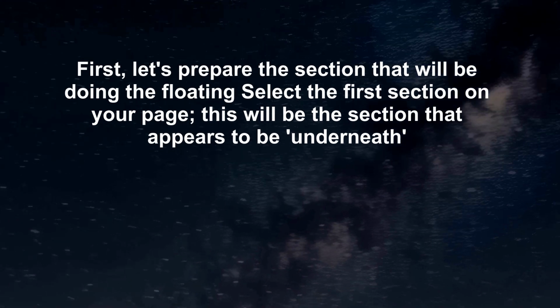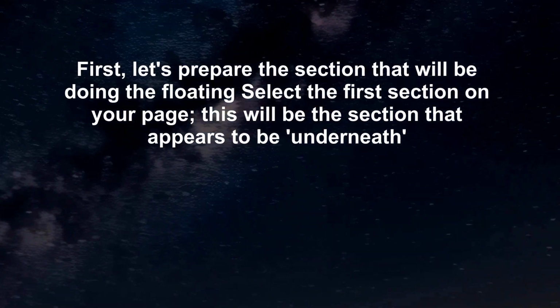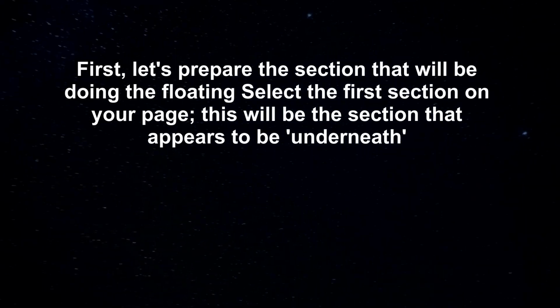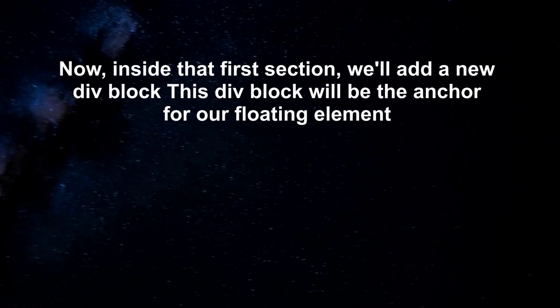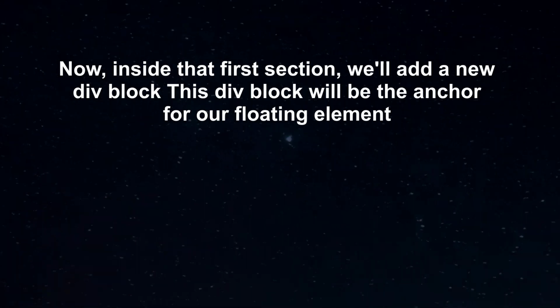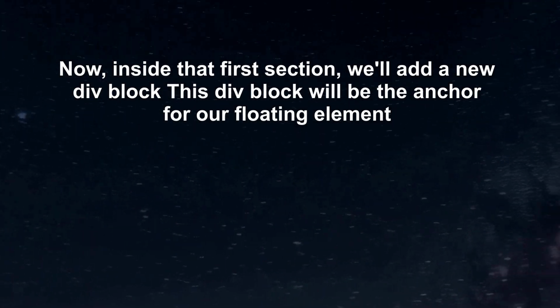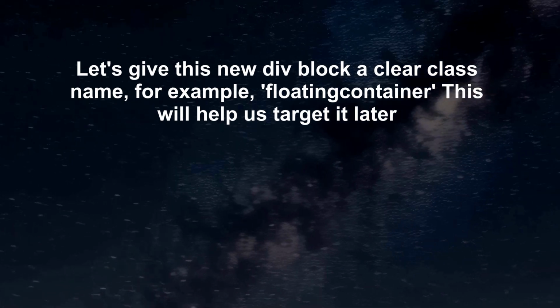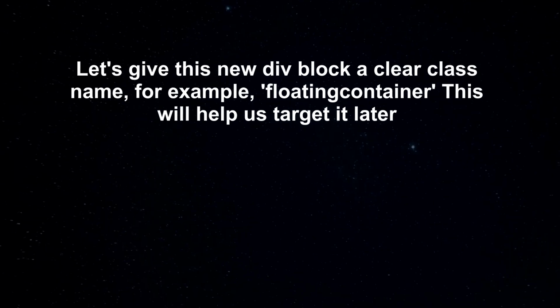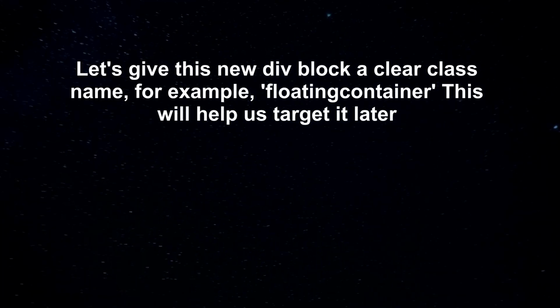First, let's prepare the section that will be doing the floating. Select the first section on your page. This will be the section that appears to be underneath. Now, inside that first section, we'll add a new div block. This div block will be the anchor for our floating element. Let's give this new div block a clear class name, for example, floating container. This will help us target it later.